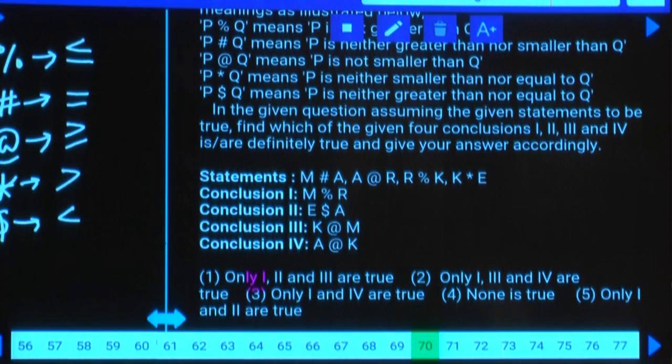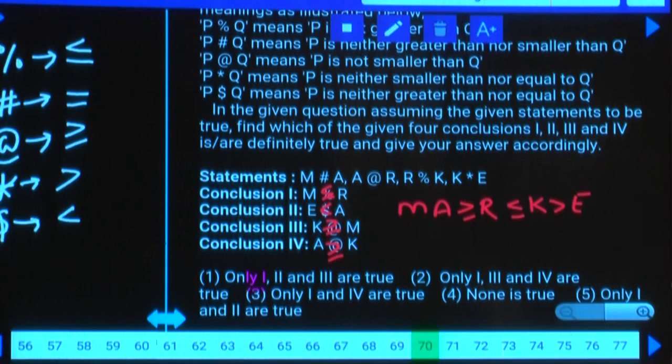Now in this question number 70, M hash stands for M equals to A, and A at the rate of means A greater than or equals to R, percentage means R lesser than or equals to K, and K greater than E. Afterwards the conclusions, percentage stands for M lesser than or equals to, and dollar stands for lesser than, at the rate of stands for greater than or equals to. Now the relation between M and R. Now M lesser than or equals to R is false because M greater than or equals to R. First one does not follow.